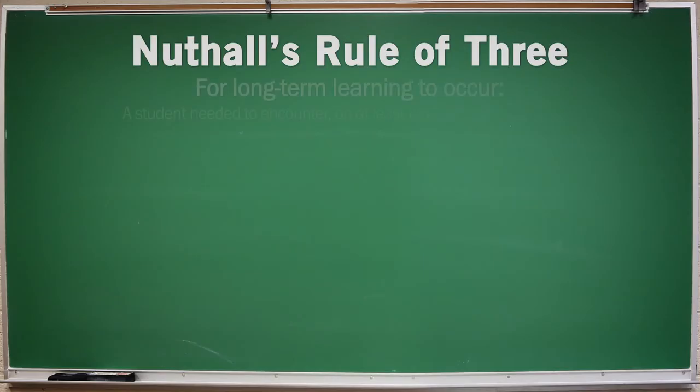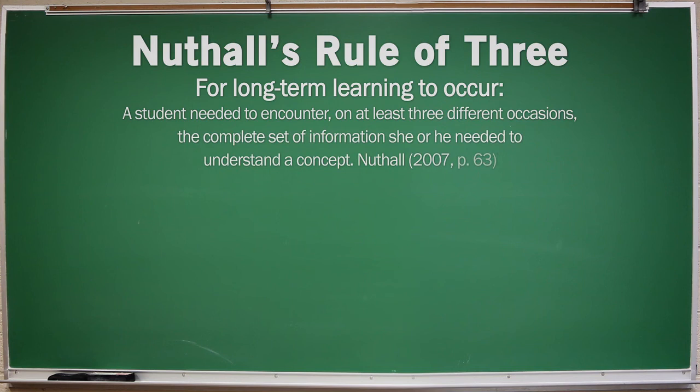It says that for long-term learning to occur, a student needed to encounter on at least 3 different occasions the complete set of information she or he needed to understand a concept. There are several key components to this rule.